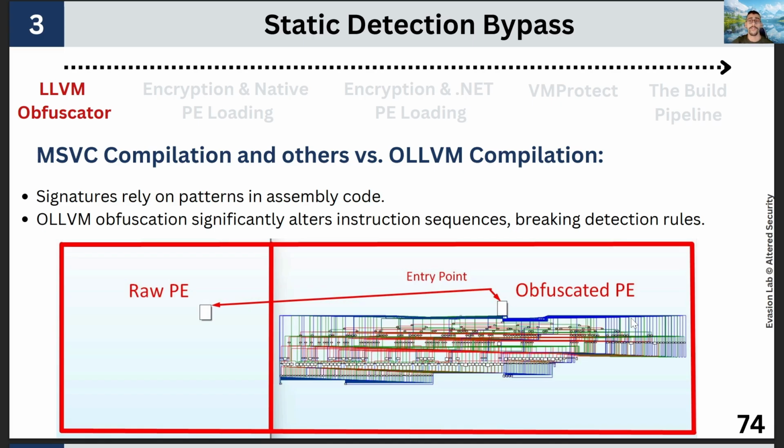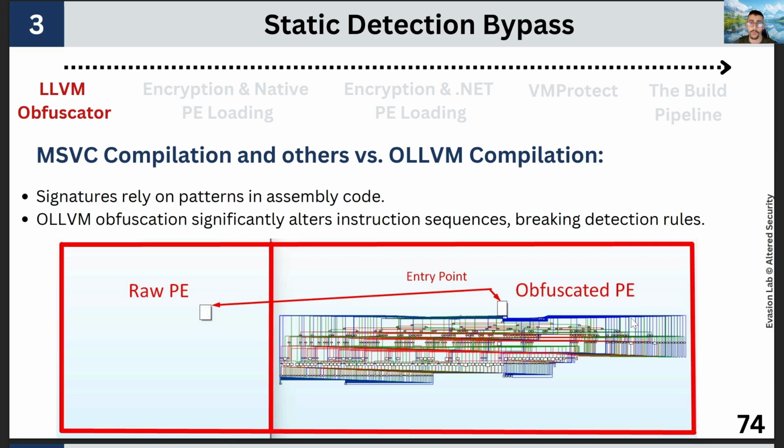So how does OLLVM break signature and static detection? Static detection and signatures rely on patterns in assembly code, so OLLVM obfuscation significantly alters instruction sequences, breaking detection rules. Malware compiled with OLLVM will often evade static detection, as antivirus and EDR rely on known code.